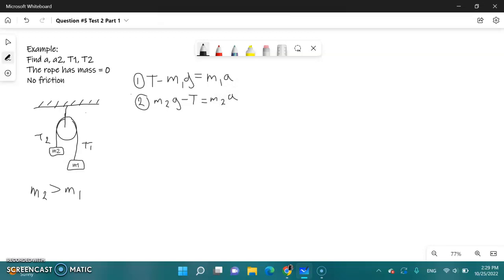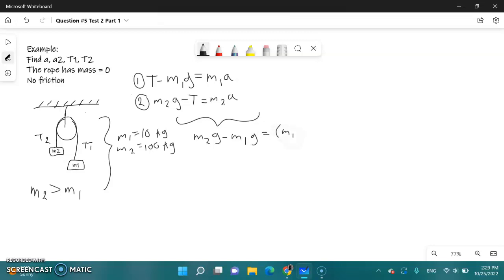And then we know, because it was given to us in the problem, that M1 is 10 kilograms and that M2 is 100 kilograms. So now we can start working with these two equations. The first thing we're going to do is try to isolate the acceleration so that we can find it. So we're going to have M2G minus M1G is equal to M1 plus M2 times the acceleration that we're trying to find.